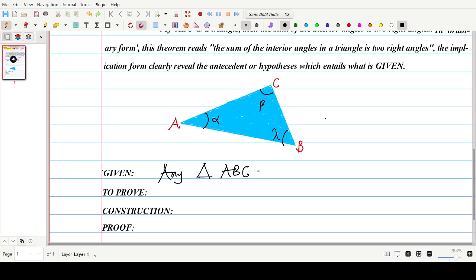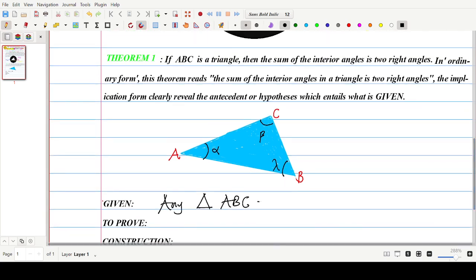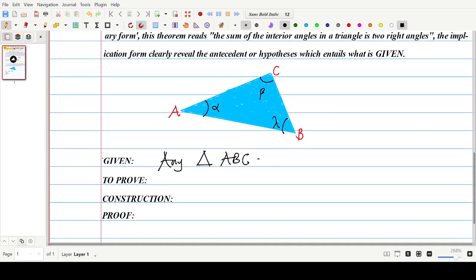So what are we to prove? What is to be proved is in the conclusion of the theorem. It says if triangle ABC is a triangle, then the sum, that is the conclusion or the claim, the sum of the interior angles is 2 right angles. So in other words, we have to prove that the sum of the interior angles, which is alpha plus beta plus lambda, is equal to 180 degrees, as 2 right angles equals 180 degrees.